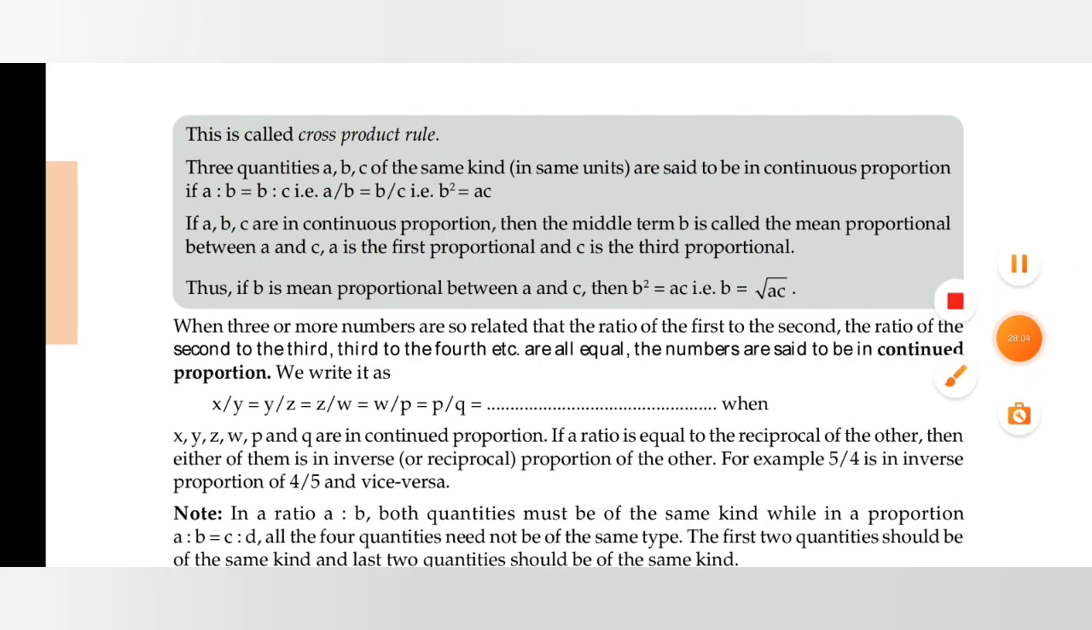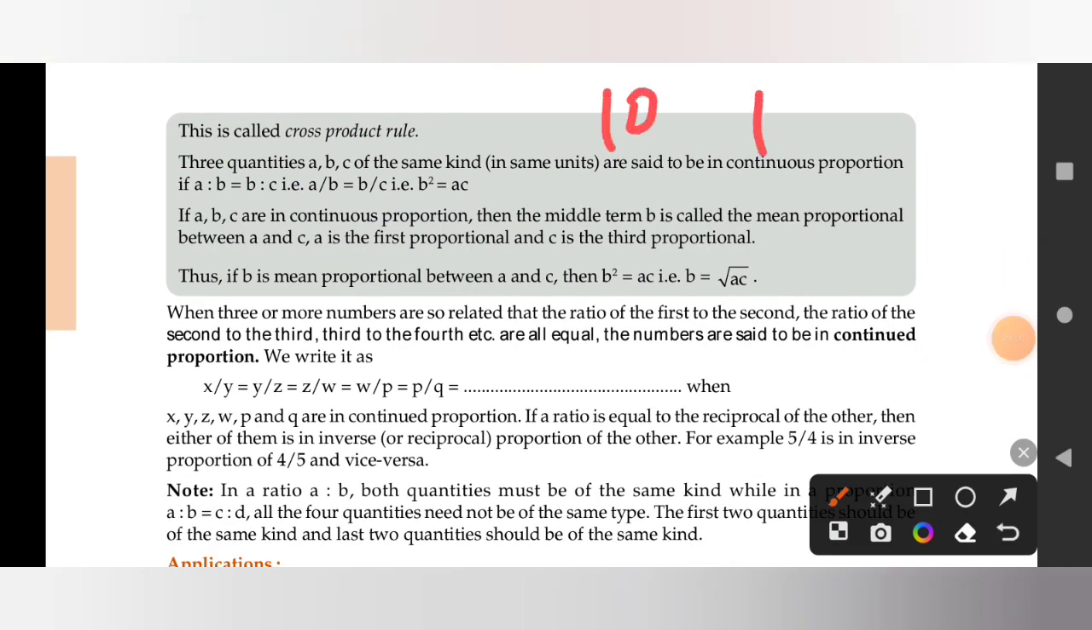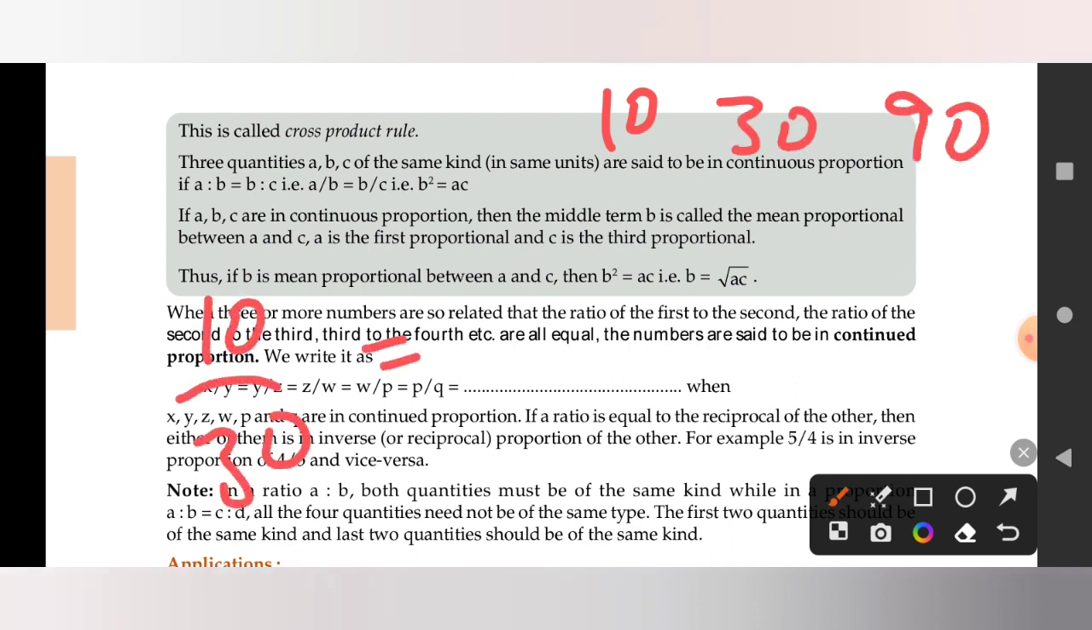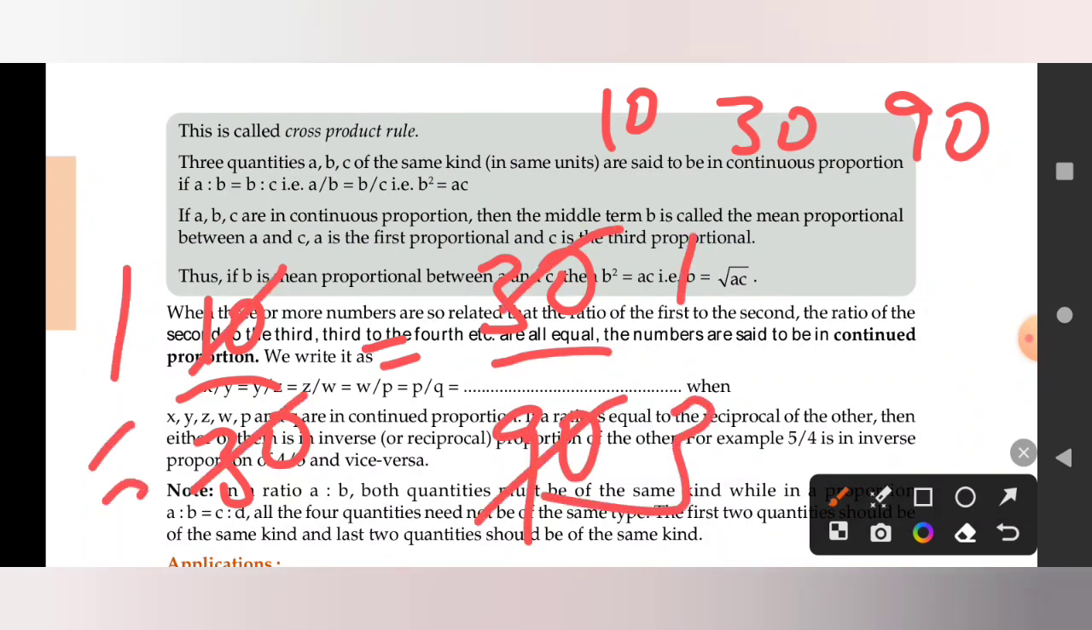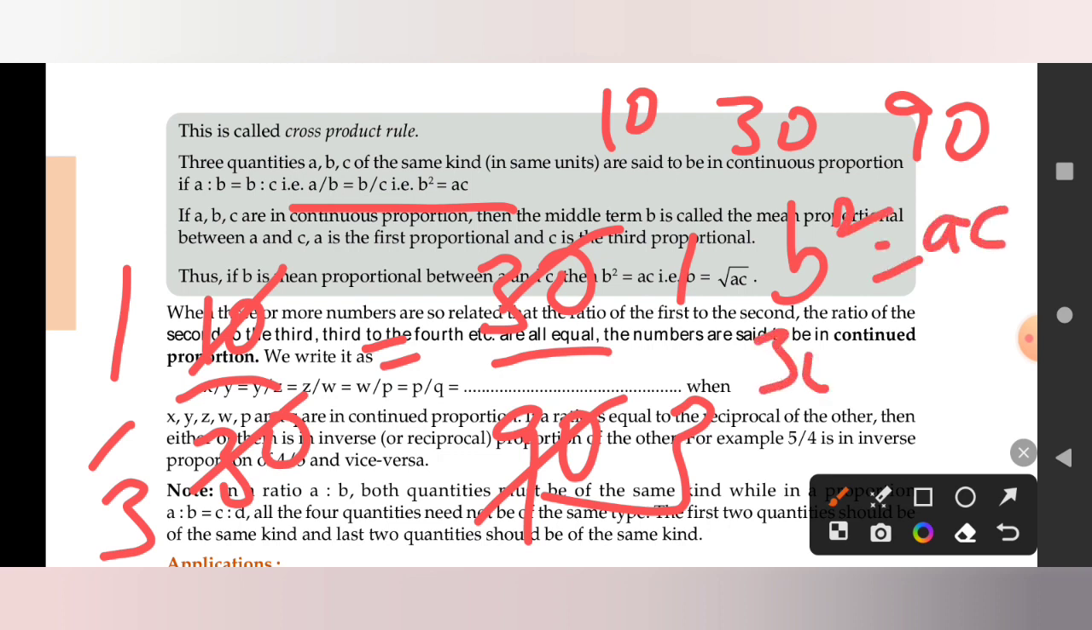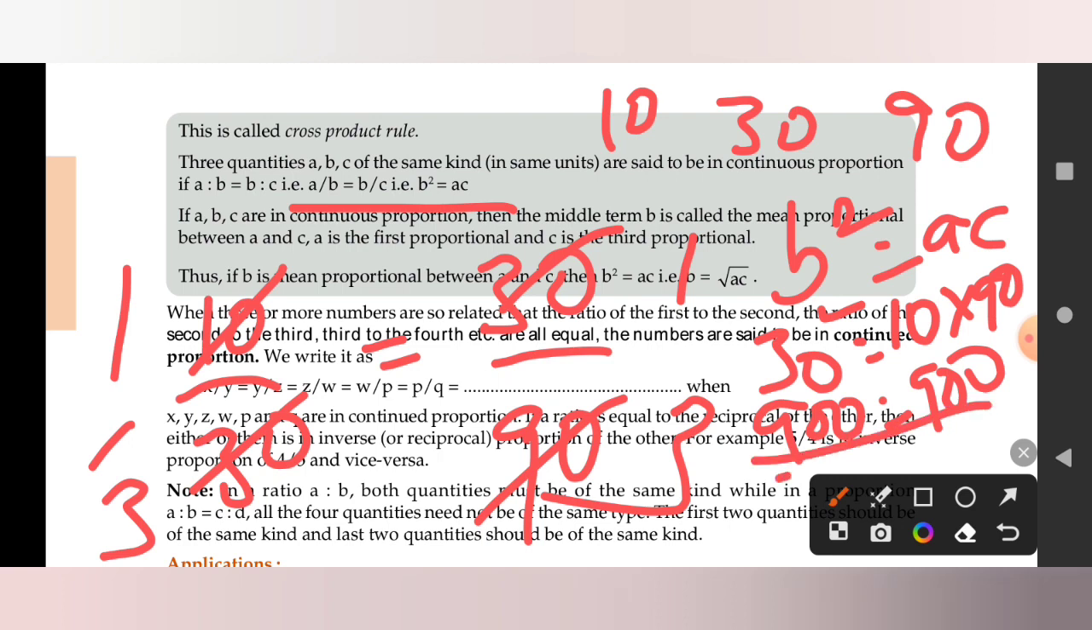Let's find out. We had 10, 30 and 90. 10 by 30 is equal to 30 by 90. One third, one third. So they are in proportion. So they are in continuous proportion, and A by B is equal to B by C. So B square is equal to AC. B is 30. 30 square is equal to 10 into 90. 900 is equal to 900. So LHS is equal to RHS.